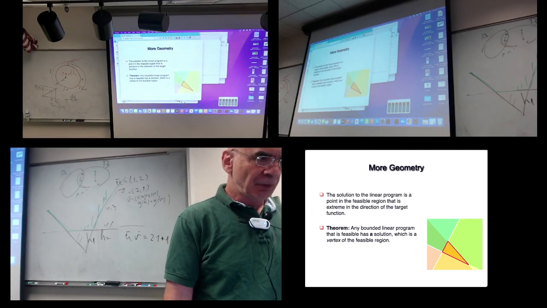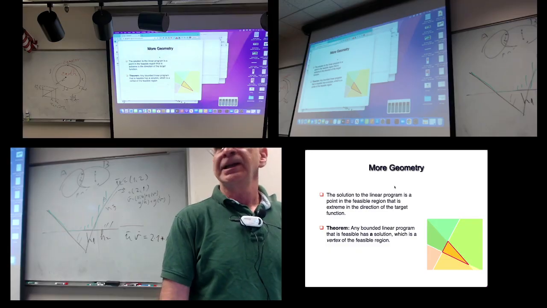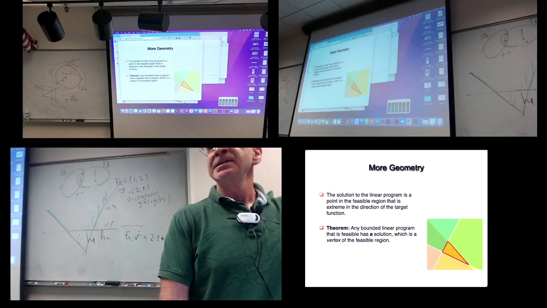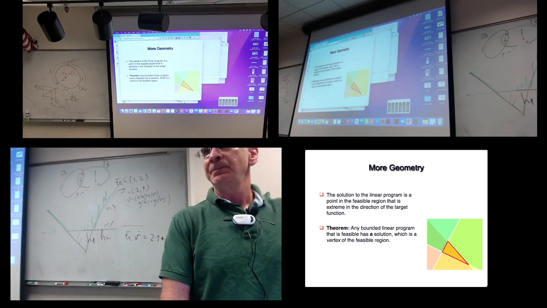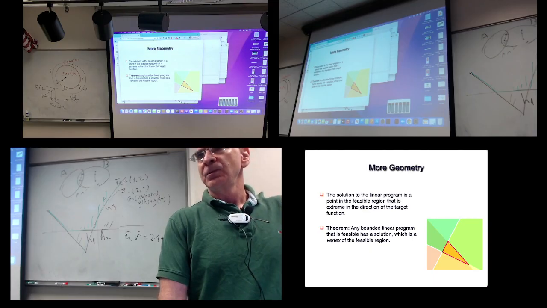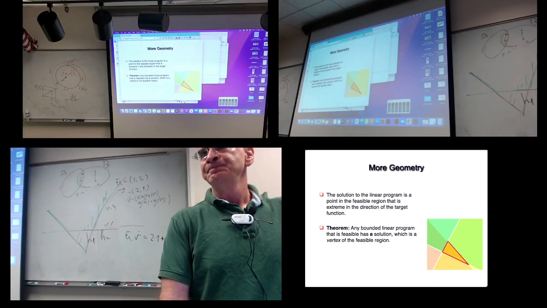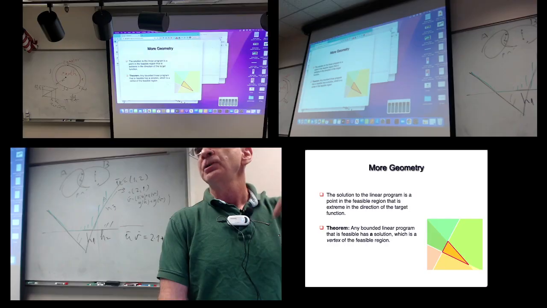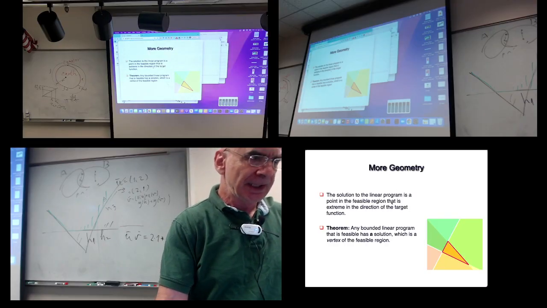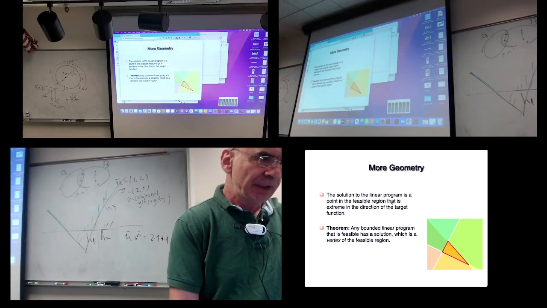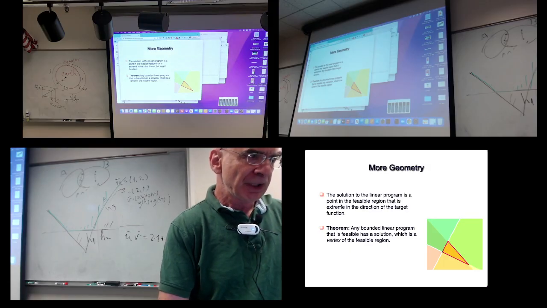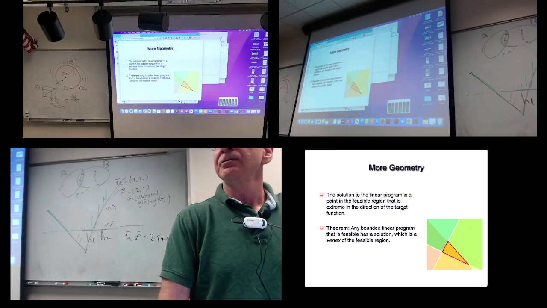A bit more geometry. The solution to the linear programming would be the point that optimizes my cost function, and my cost function needs to be linear. Otherwise, things fall apart. Every diet will be a solution candidate to the linear programming. The solution is some point in the feasible region which is extreme in the direction of the target function.